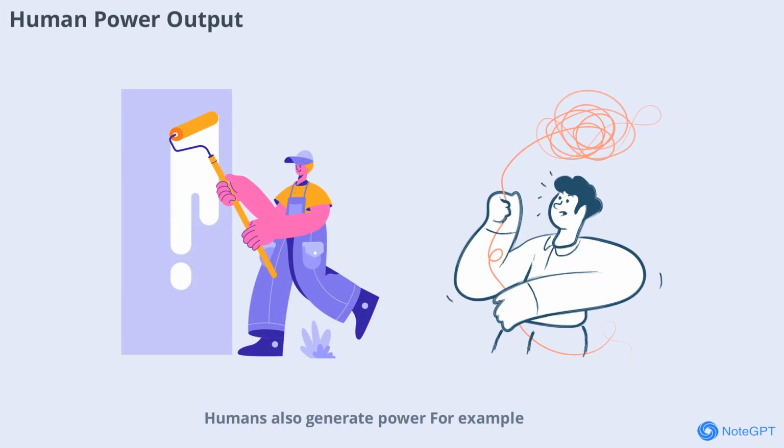Humans also generate power. For example, a professional cyclist can produce several hundred watts during a sprint, while an average person might generate about 100 watts when riding a bike steadily. These numbers help us understand our own physical capabilities and compare them to machines.